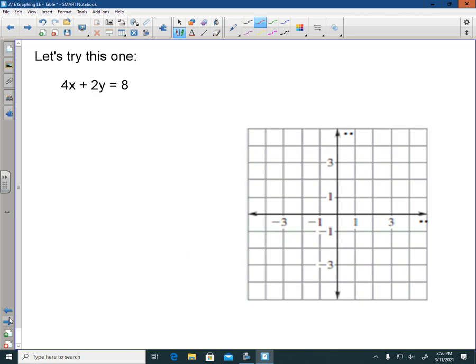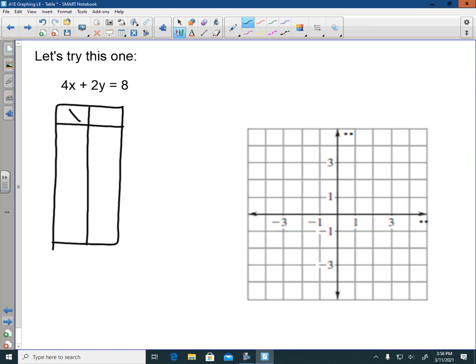We're going to do one more just to be sure we have the idea. I wanted to do a fairly complicated one so that we could explore this idea. So the first step is to make a table. We got your x's, we got your y's. Let's choose 1 for x just to make our lives easier. So that would mean that we have 4 times 1 plus 2 times y equals 8. Remember, we're just taking that value for x and plugging it in.